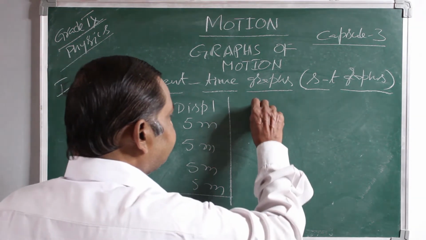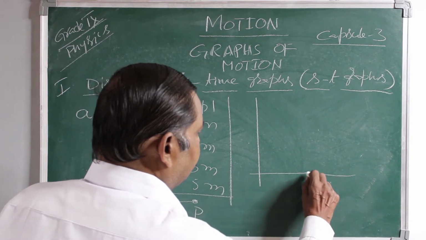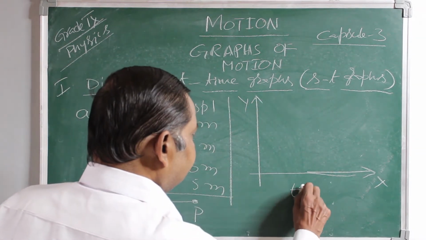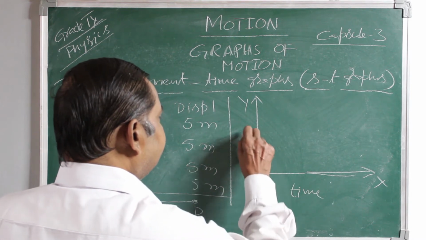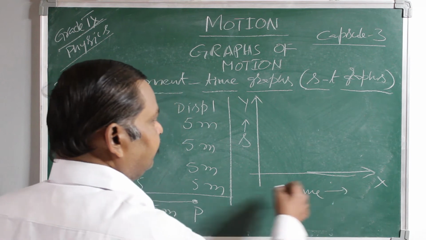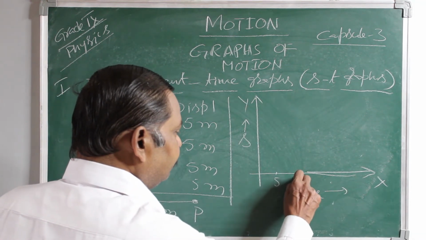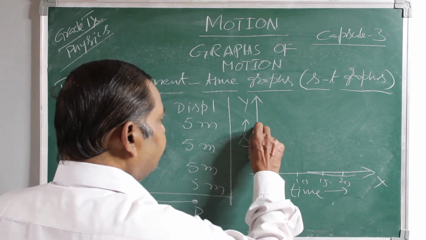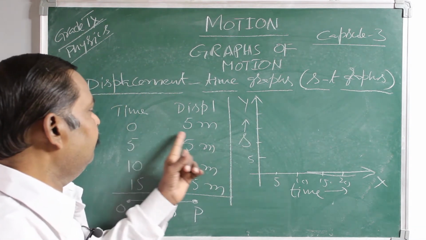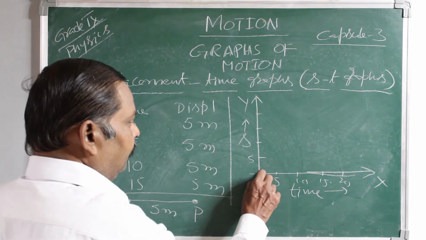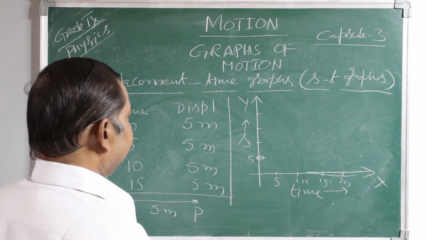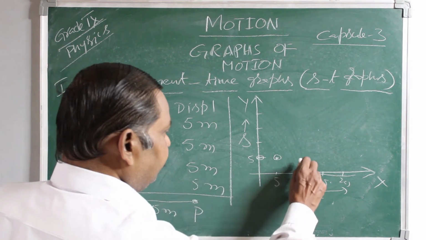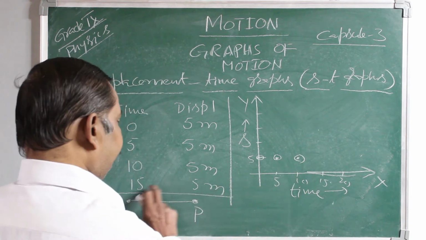And the graph will be like this. X-axis, y-axis, here it is time and it is displacement. Time in seconds, displacement in meters. 5, 10, 15, 20, here also 5, 10, 15, 20. First point is 0, 5. On x-axis 0, y-axis 5, this is the point. 5, 5, x-axis 5, y-axis also 5. 10, 5, x-axis 10, y-axis again 5. 15, 5.